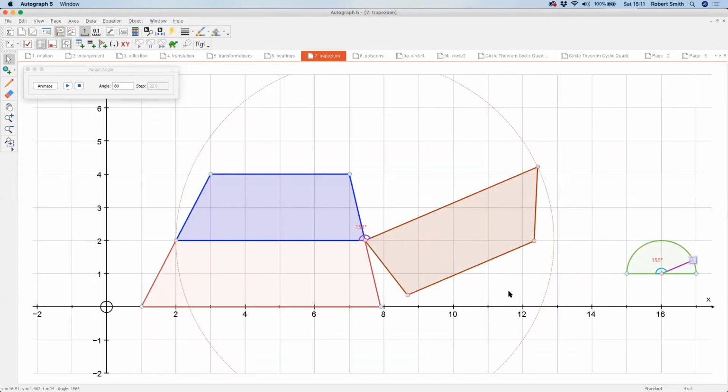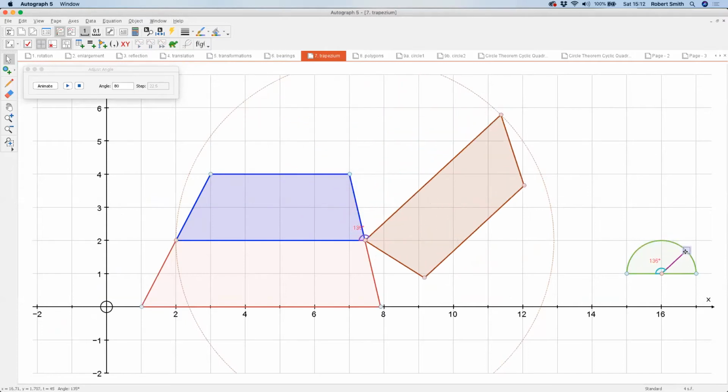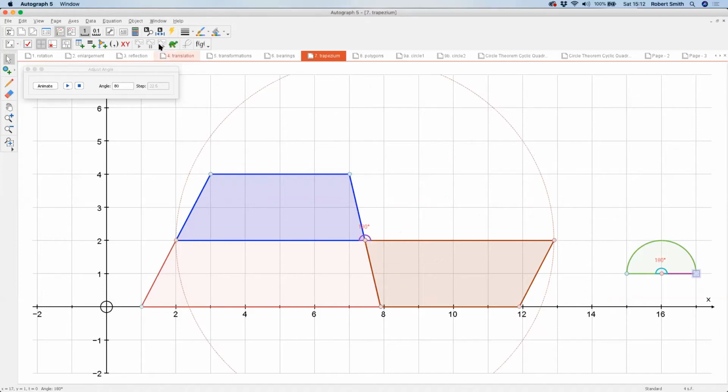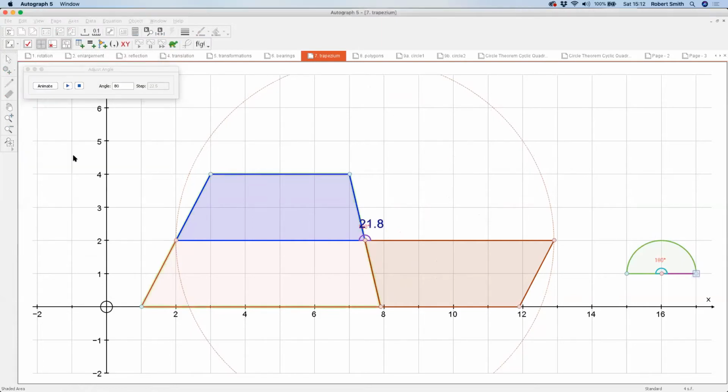Doug and I created this example here, which shows that we have a trapezium, and if we rotate around that vertex there, the midpoint, we can create a parallelogram. We can calculate the area of that by just selecting it and clicking the area. And we can see there that it has an area of 21.8.